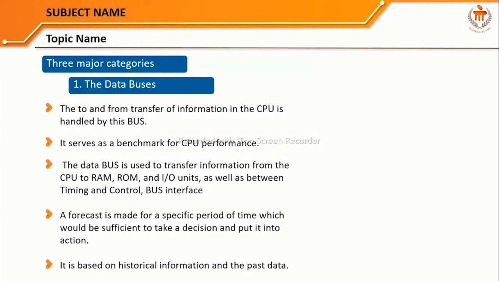Also, it takes historical information data, such as how much time we have taken to perform a particular task, to estimate how much time the CPU will take now.